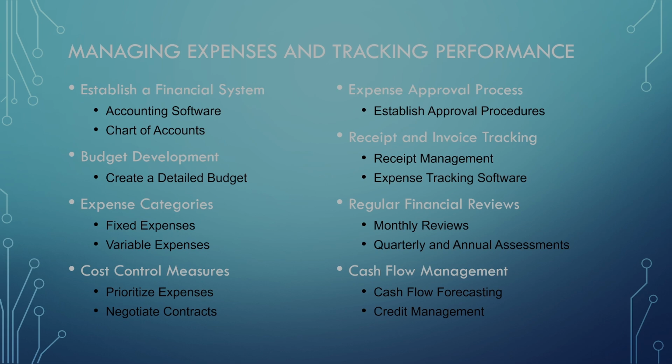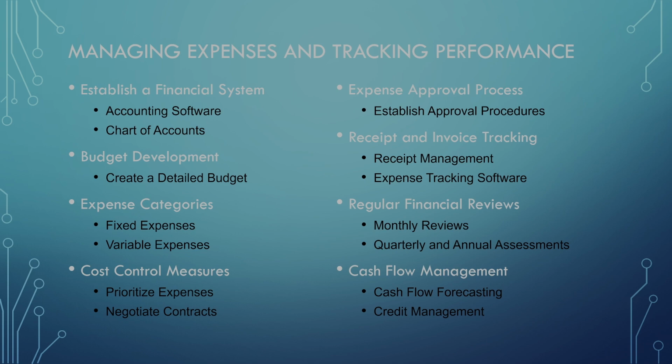Cost control measures. Prioritize expenses. Prioritize necessary expenses and assess discretionary spending. Identify areas where cost-cutting measures can be applied without compromising essential operations. Negotiate contracts. Regularly review contracts with vendors and negotiate better terms. This can lead to cost savings and improved cash flow.